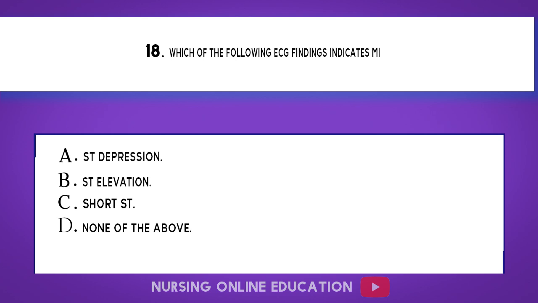18. Which of the following ECG findings indicates MI? A. ST depression, B. ST elevation, C. Short ST, D. None of the above. The answer is option B, ST elevation.